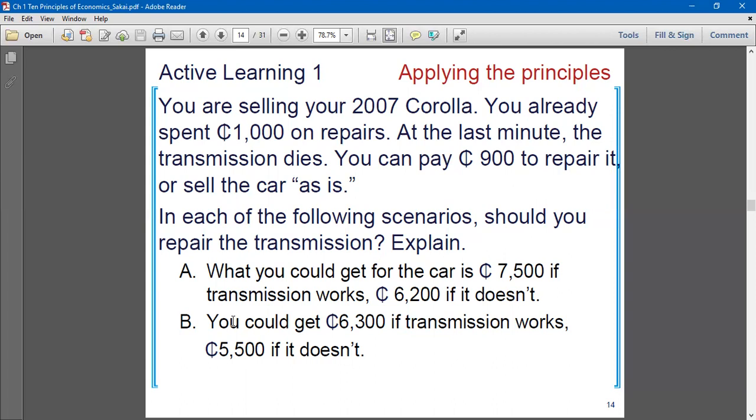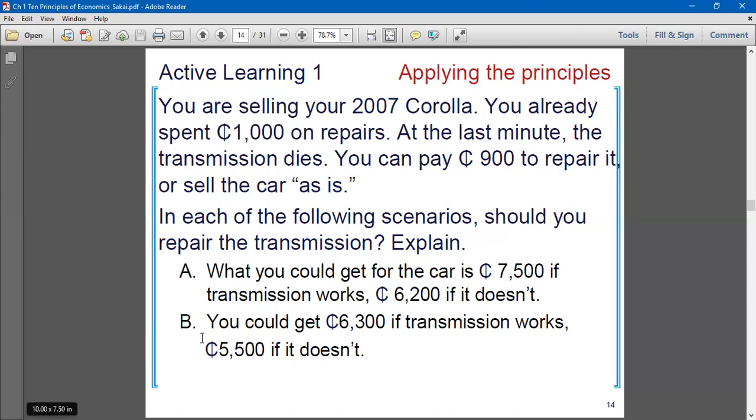You want to sell your car because you want to get benefits, get money. If you repair the transmission, you pay 900 cedis. If you don't repair it, you can still sell the car, but you get a lower price. So if you look at scenario A, what you get for the car is 7,500 if the transmission works. If it doesn't work, you get 6,200. So should you repair the transmission or not?